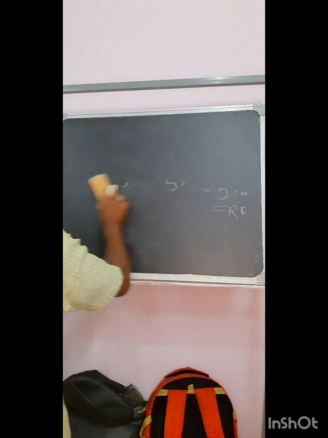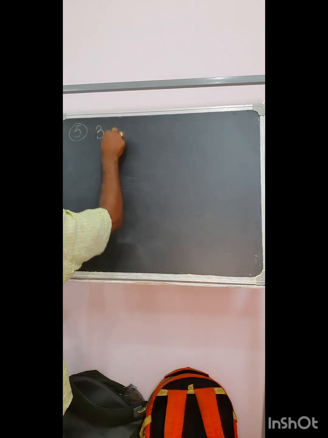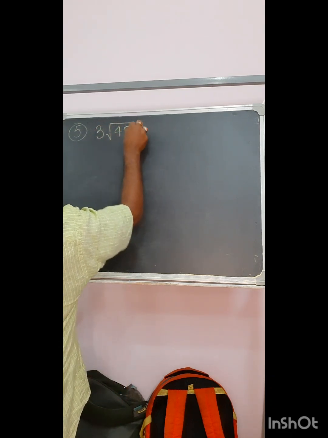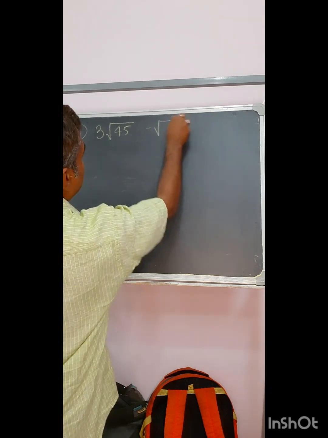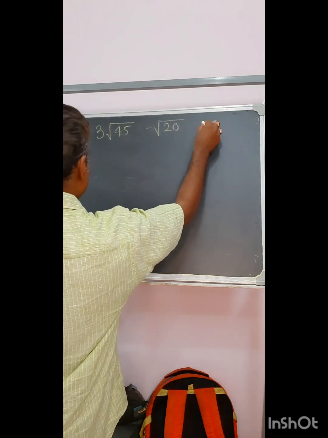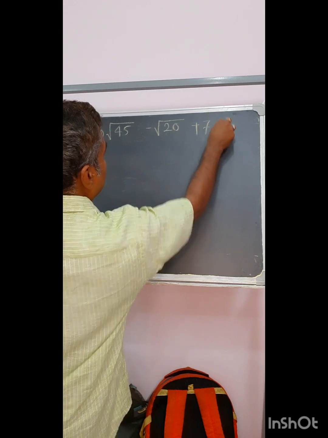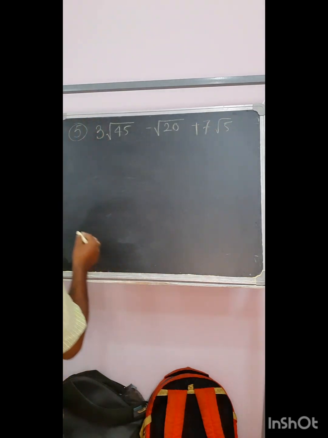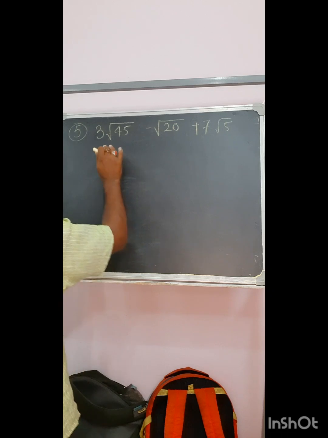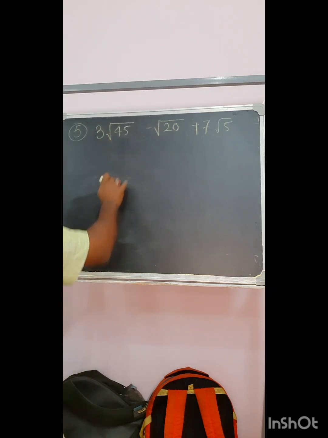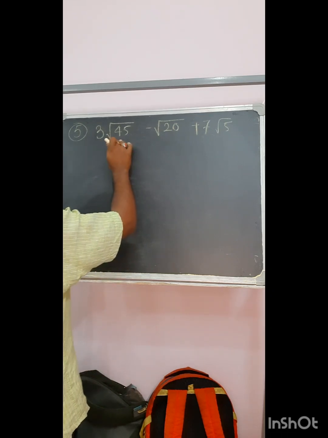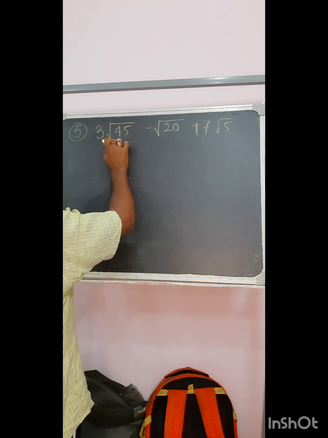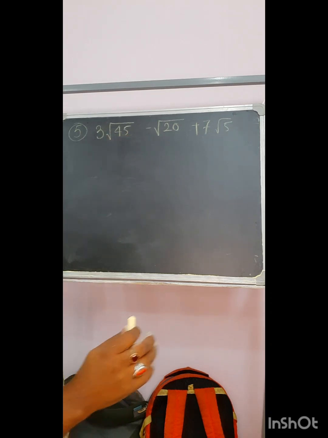Come to the next sum, 5. It says simplify 5 minus root 20 plus 7 root 5. You have to simplify this. To simplify this, this is somewhat in the form of a surd, which is simple in a manner.